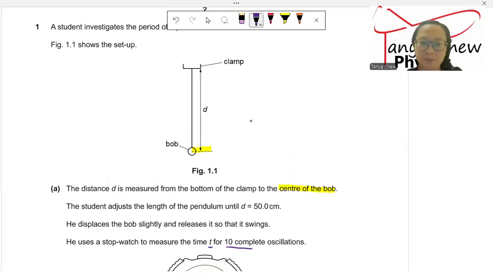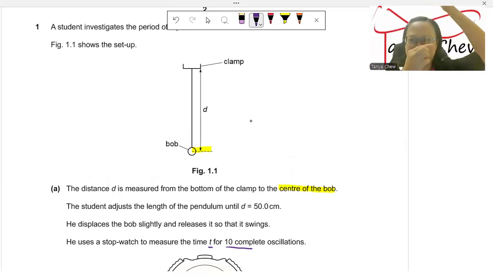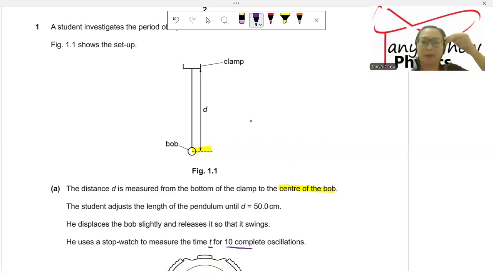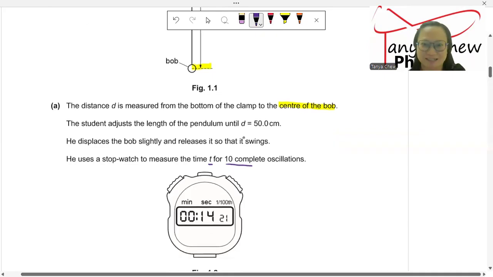He displaces the bulb slightly and releases it so that it swings, something like this. Okay, you just imagine that I don't have the pendulum bulb. That is why I need to use a model in clay, right? I tried my best to make it look like a bulb, right? So you just imagine this is a bulb. You just displace it a little bit. You let it go. Let it swing. And after 2 or 3 complete swings, he pressed his stopwatch to measure the time taken for 10 complete oscillations.